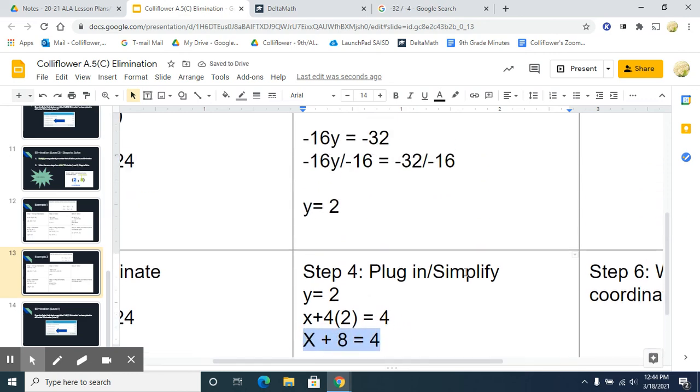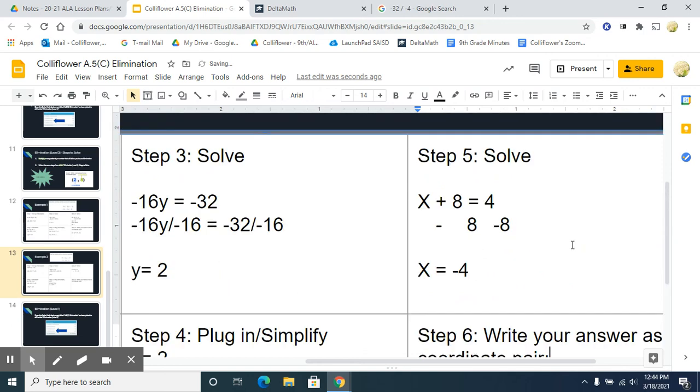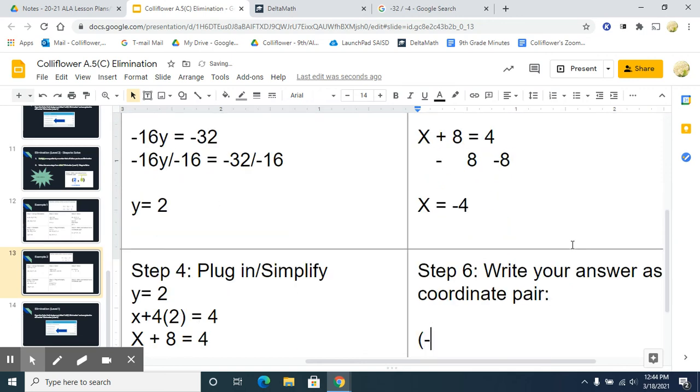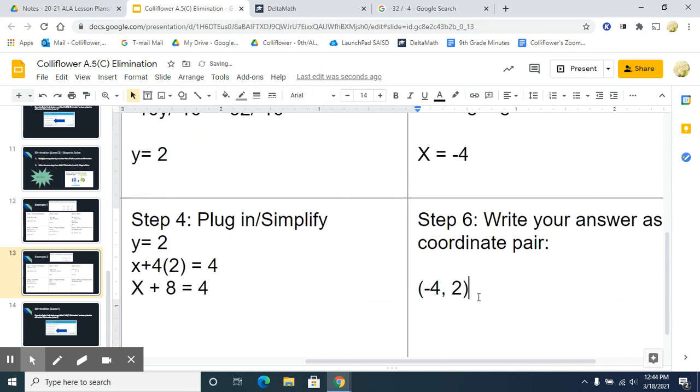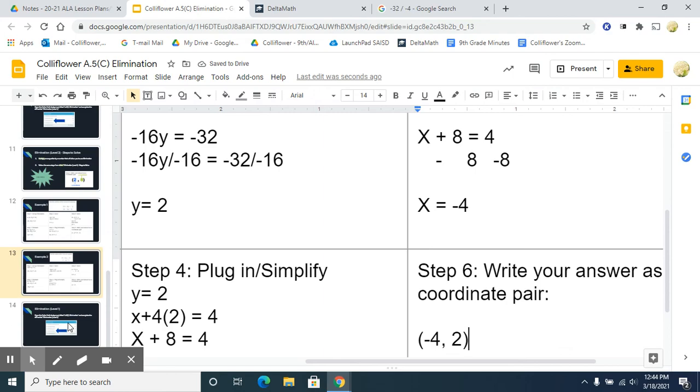Now I can take this equation and solve for x. All I need to do is subtract 8 from both sides. And I get x is equal to negative 12. And so my solution is going to be a coordinate pair, negative 12, 2. If you have any questions about this, please ask or back up the video.